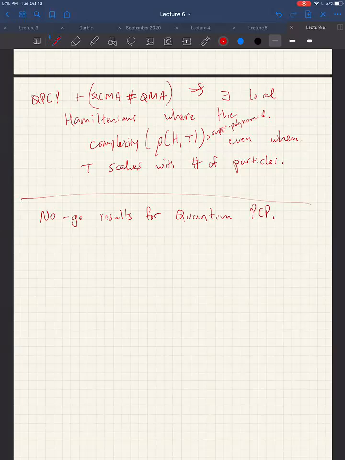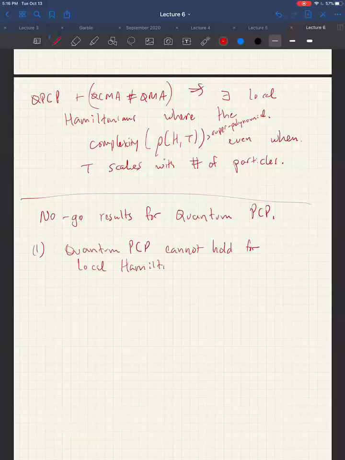Basically, I've stated this quantum PCP conjecture. A lot of people find it very interesting. So what's known about it? Not a lot. Basically, the best things we know is if you were to try to prove quantum PCP, here's what you shouldn't do. That's basically what people know. So I'll cover them. One is quantum PCP cannot hold for local Hamiltonians defined on a grid.